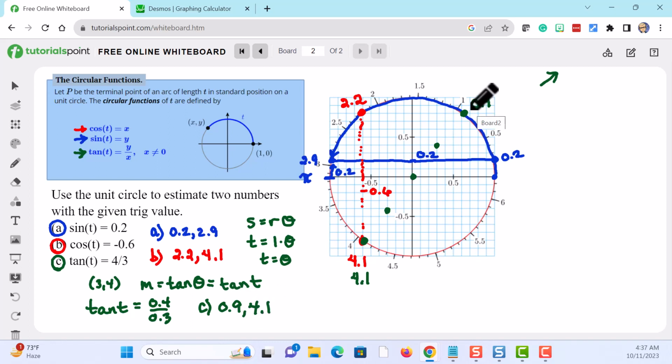Notice that our values are in the first quadrant and the third quadrant, and we know that tangent is positive in the first and the third quadrants, so that looks good.